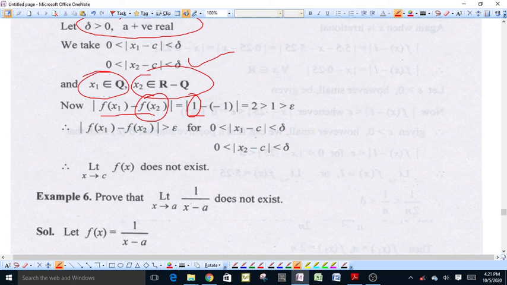|1 minus (minus 1)| is equal to 2, which is again greater than epsilon, because we have taken epsilon between 0 and 1. This means the Cauchy criterion is not satisfied, therefore the limit of f(x) does not exist.